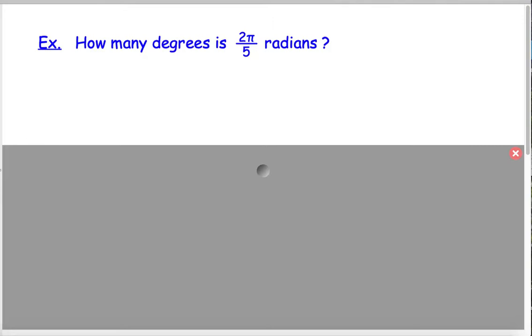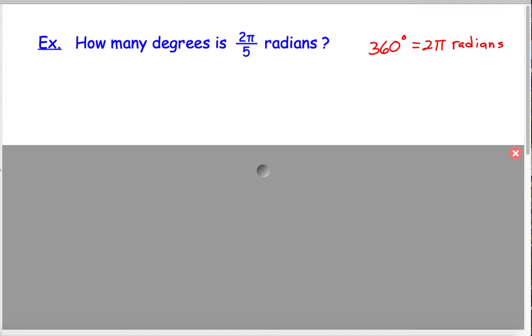All right, let's switch gears. What if we want to convert back and forth between degrees and radians? So the key is to remember, let me write this over here, that 360 degrees is all the way around the circle, as is 2 pi radians. So those are equivalent.